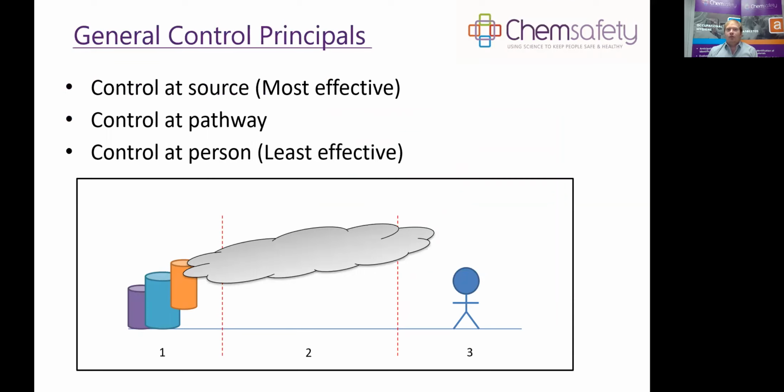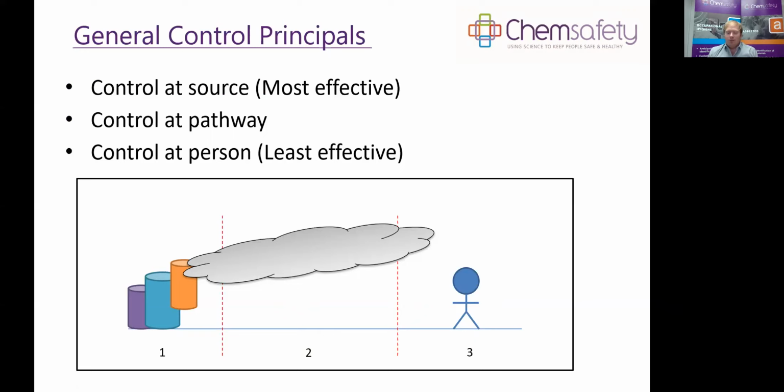Moving on to the more general control principles, it's where we apply these controls and their relative effectiveness. So we can either control at the source, control at the pathway, and control at the person. If we control at the source, it's the most effective. It's stopping it getting into the general airspace and the airspace around the worker. Ways we can do this is normally local exhaust ventilation or water suppression techniques around the source. Therefore, the product doesn't become airborne.